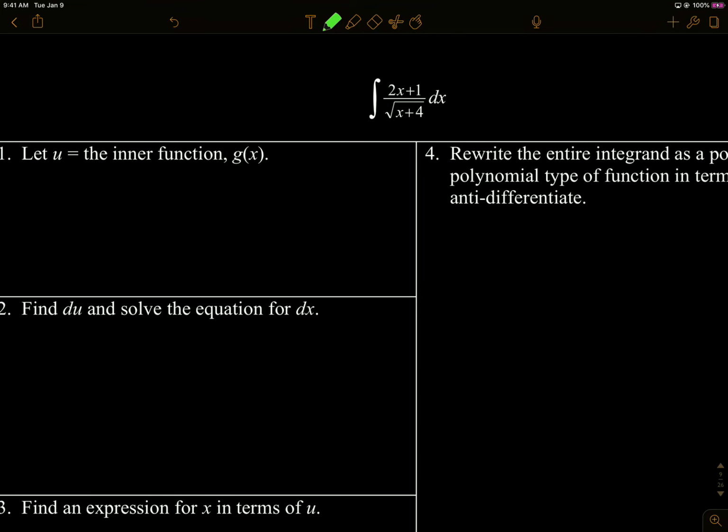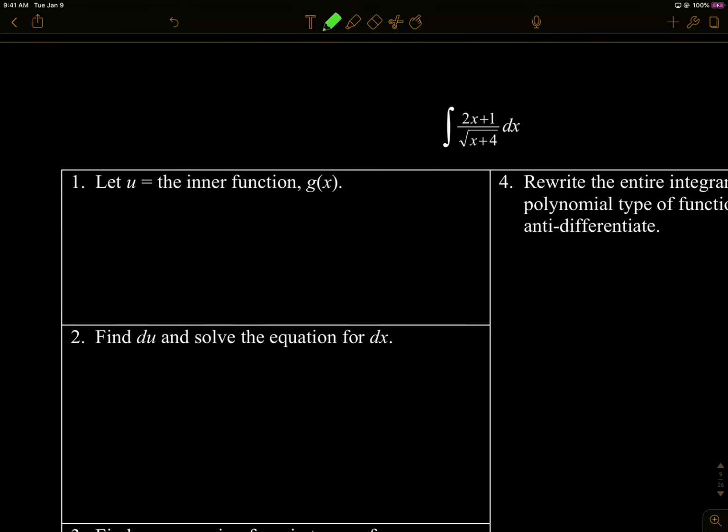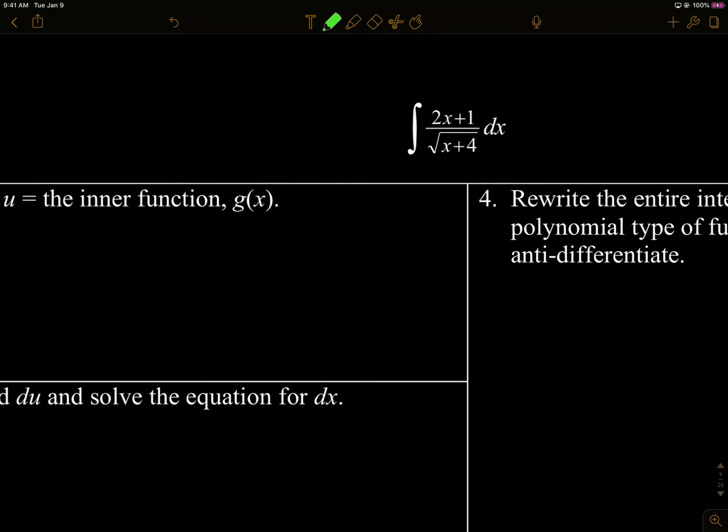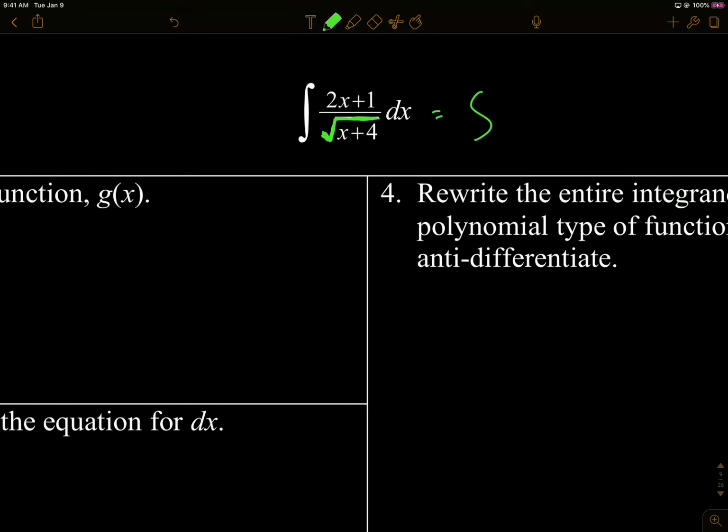Here's another one. The other piece of advice I gave you before that I'm going to remind you of here is when our denominator is to the power of 1, then we'll leave it in the denominator because it's going to probably be a natural log. But when our denominator is to any other power other than 1, we're going to bring it up. So we're going to think of this as 2x plus 1, the quantity, times the quantity x plus 4 to the negative 1/2. Which function would we call our inner function?